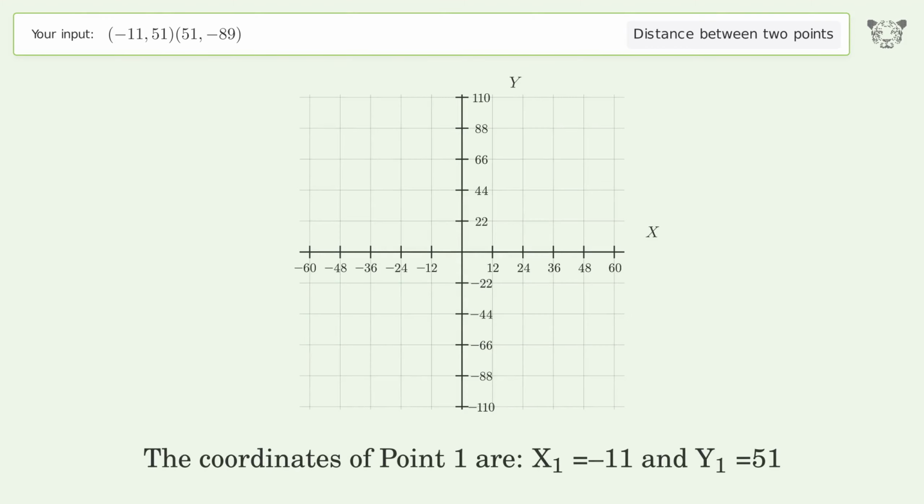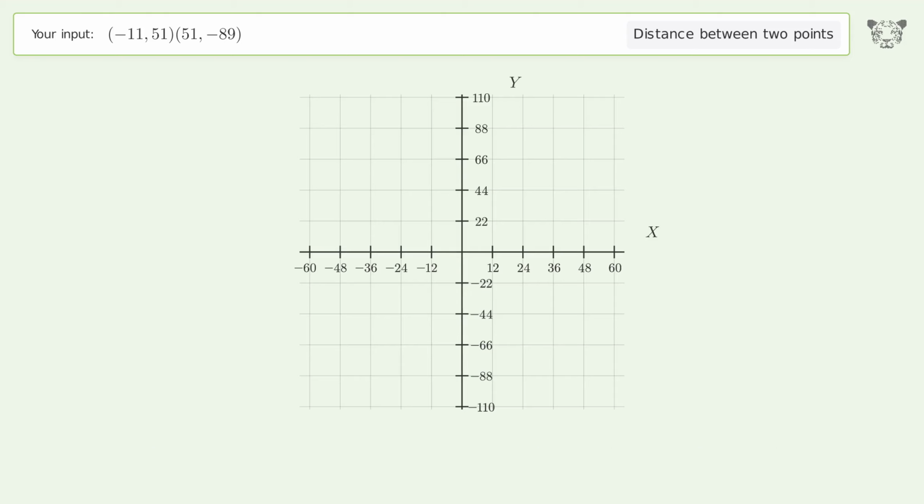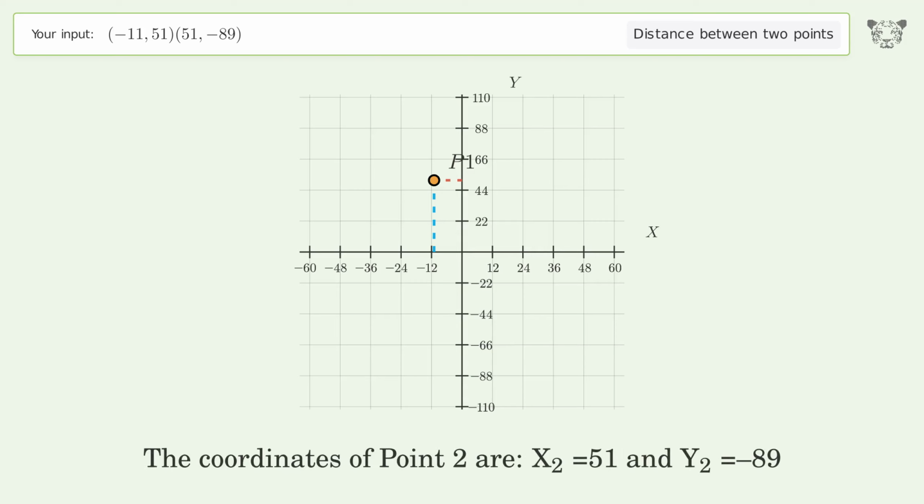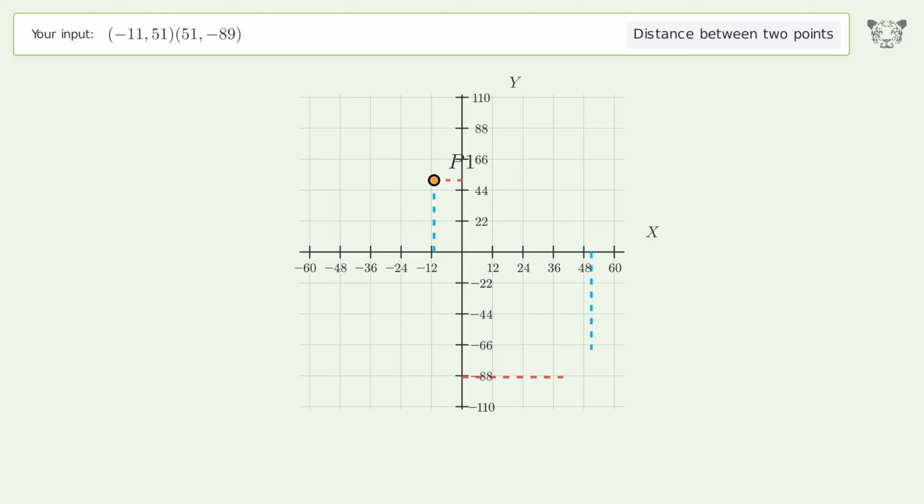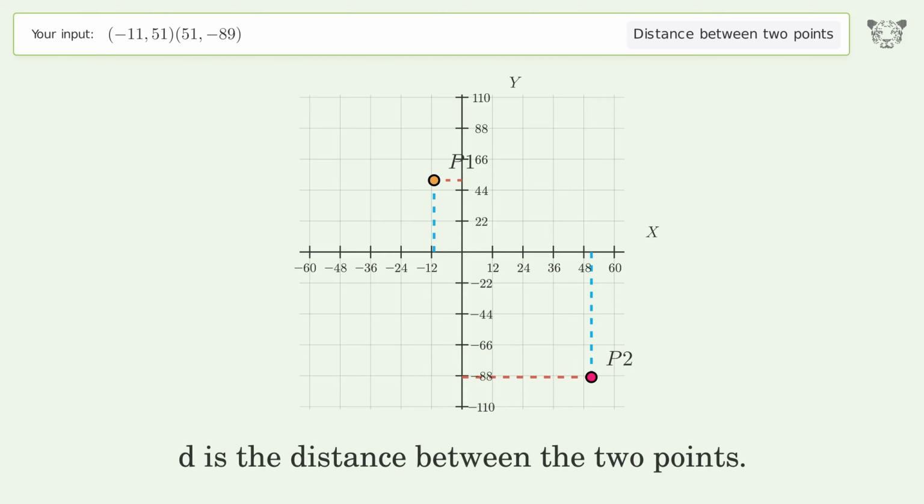The coordinates of point 1 are x1 equals -11 and y1 equals 51. The coordinates of point 2 are x2 equals 51 and y2 equals -89. D is the distance between the 2 points.